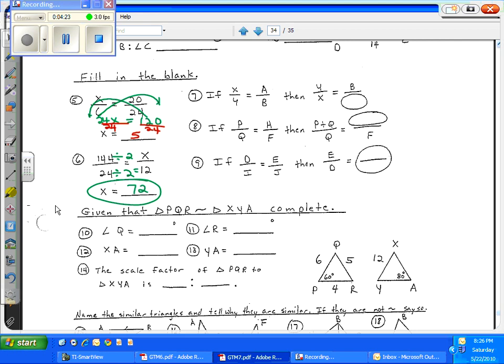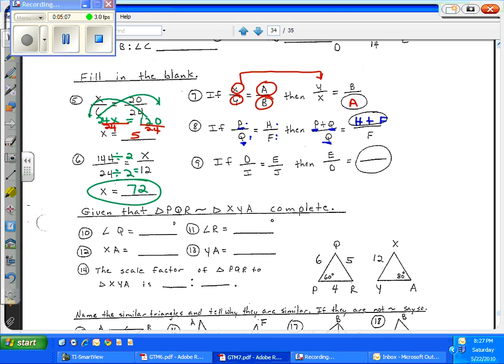Numbers 7, 8, and 9 are looking at properties of proportions. When you go from here to here, what we did is we put bottom over top. So we put bottom here over top here, B over A. When we go from the if to the then, we had top P plus bottom Q over bottom Q, so top plus bottom over bottom. So we'd have top plus bottom over bottom, equal top plus bottom over bottom.